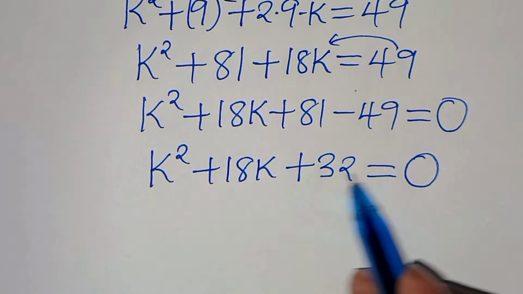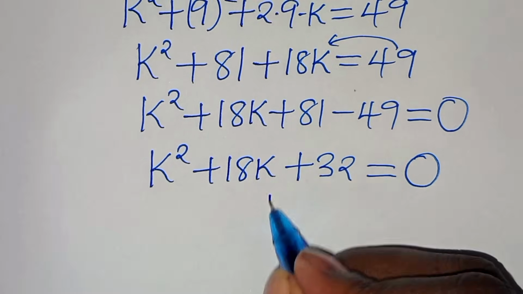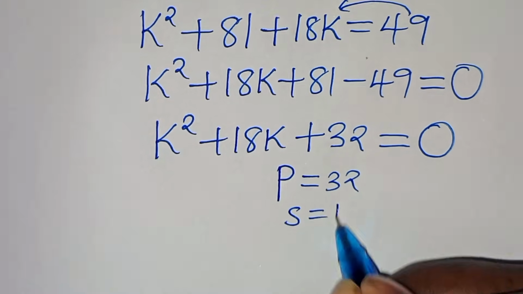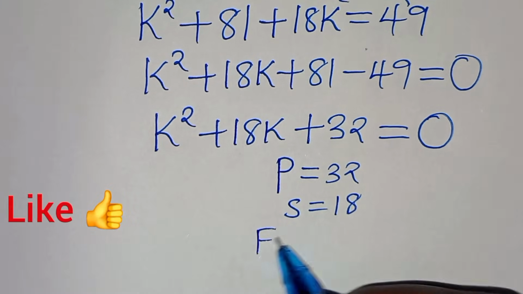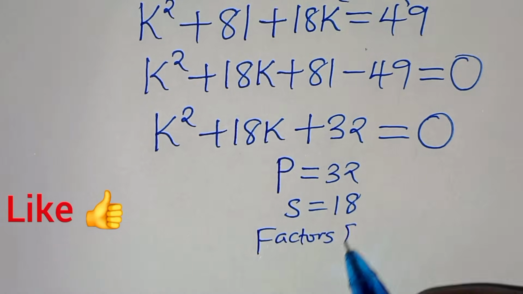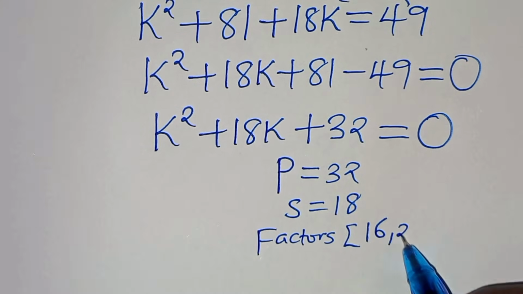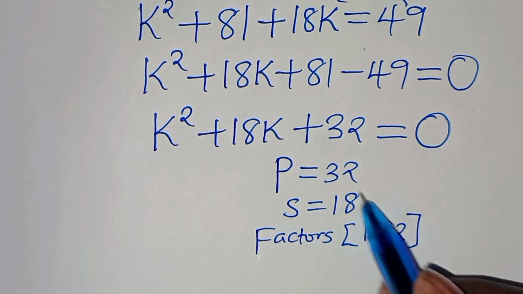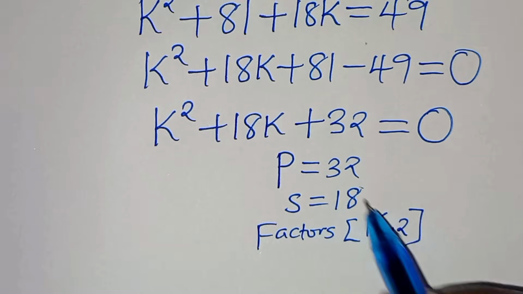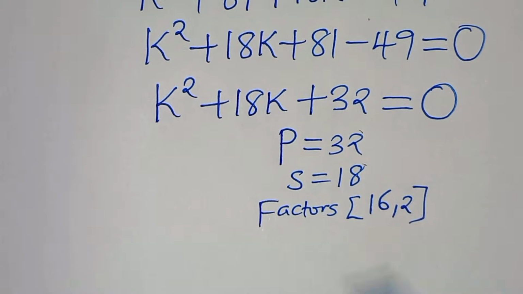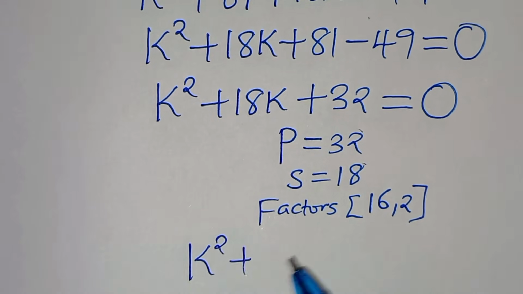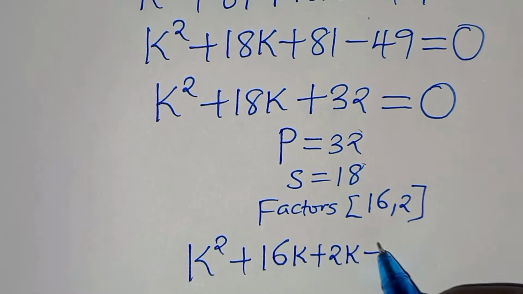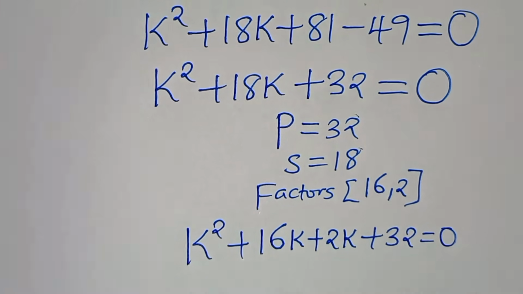Now this is the quadratic equation that we can solve by the factorization method. We have the product equal to 32 and the sum equal to 18. So we can identify two factors so that if we multiply those two factors, we get a value of 32, and if we add these two factors, we get a value of 18. 16 plus 2 is 18, 16 times 2 is 32. So we have k squared plus 16k plus 2k plus 32, equal to 0.